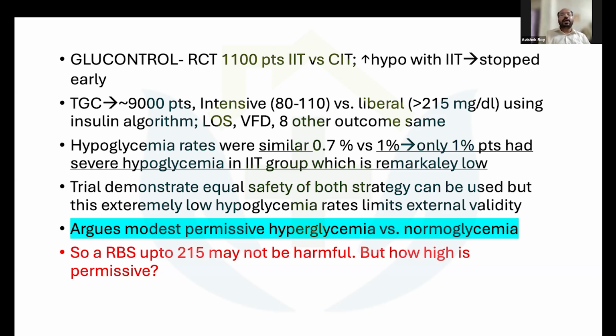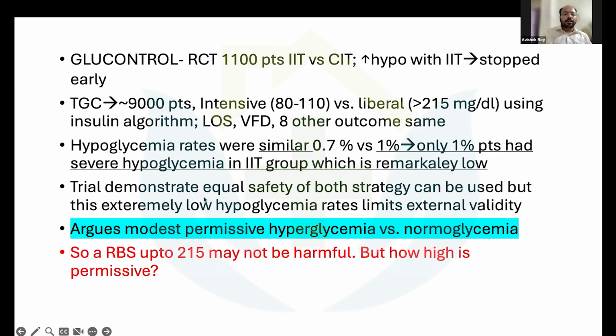But in this trial, surprisingly, despite the tighter sugar control, the incidence of hypoglycemia was only 0.7%, less than 1% in these patients, which is surprisingly low. The cause, after analysis, people could only say was that probably the nursing staff were more agile, more workaholic. But to keep a patient's sugar between 80 to 110 consecutively, you will risk the patient having more hypoglycemia.